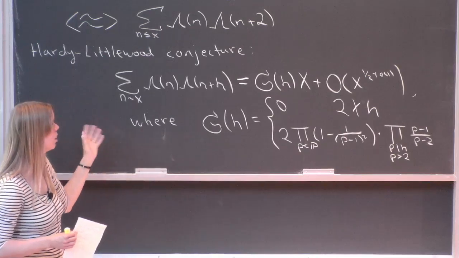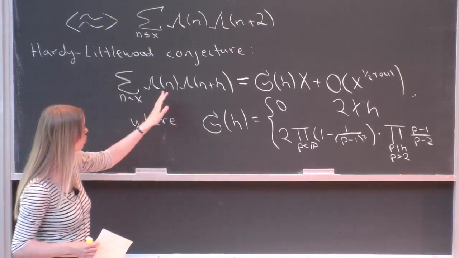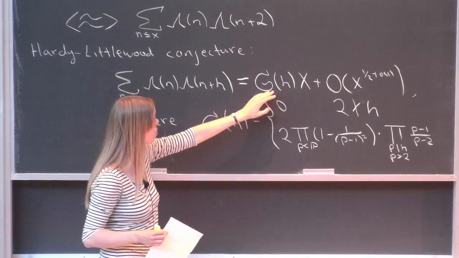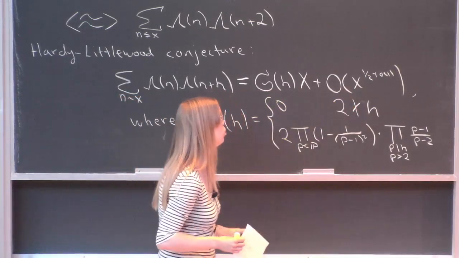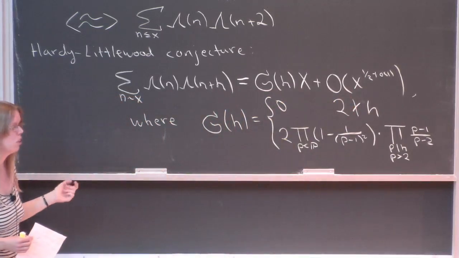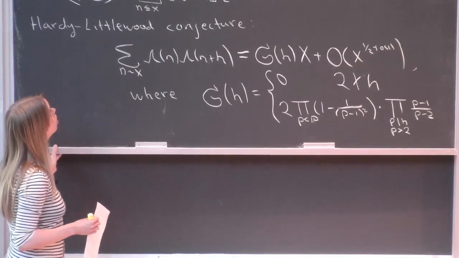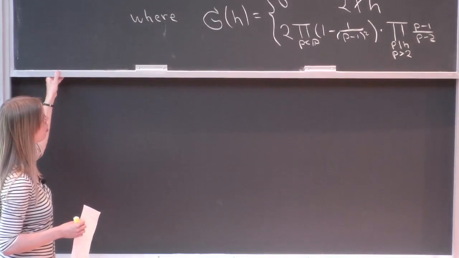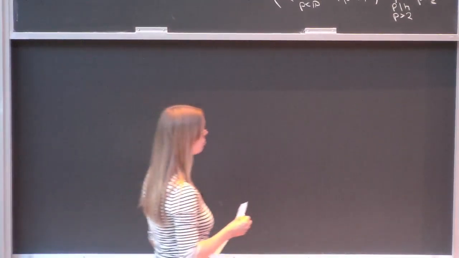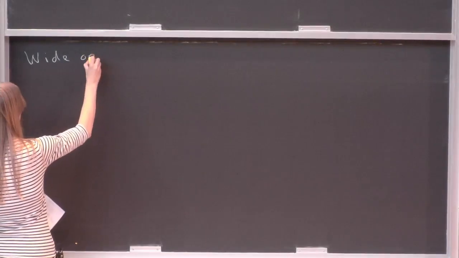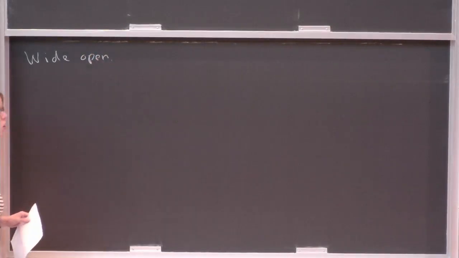But anyway, we have a very good conjecture about what happens. We have a clear main term, and then there's a small error term. But the thing is that we, of course, can't prove that this is true. So this is wide open. And that's why the question I want to discuss is what happens if we average over h.